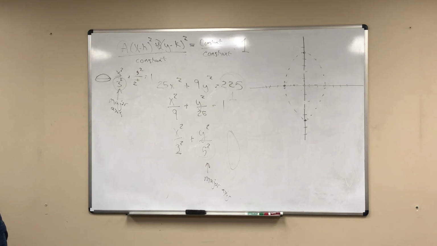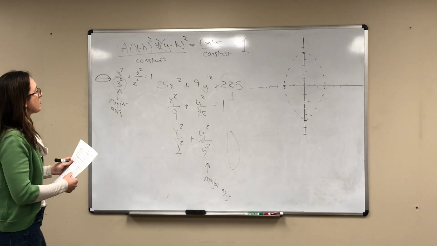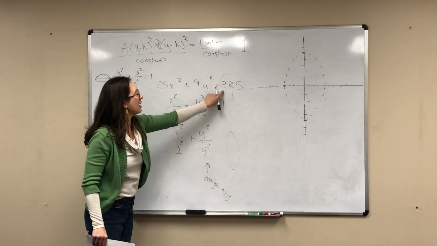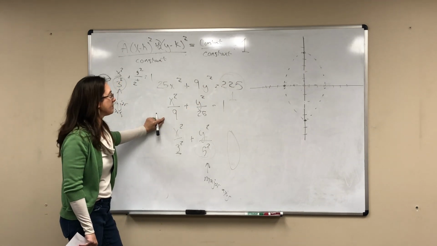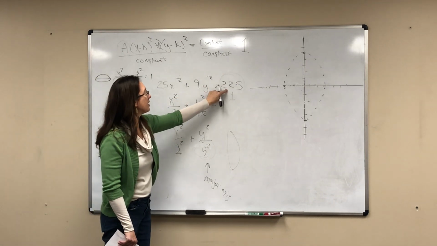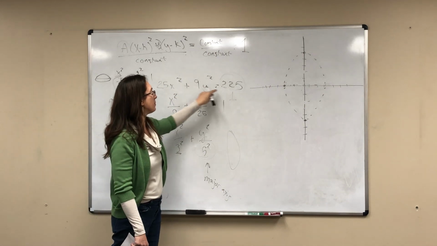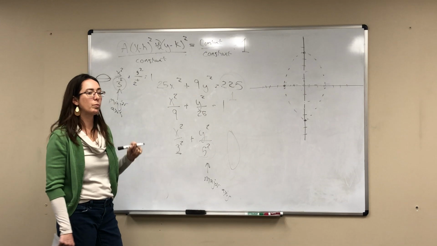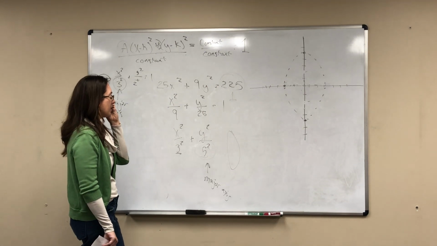Max has a question. Why did you switch the 9 and 25? I did 25 divided by 225, which is 9. And 9 divided by 225 is 25. These happen to use the, when they're multiplied together. Okay.